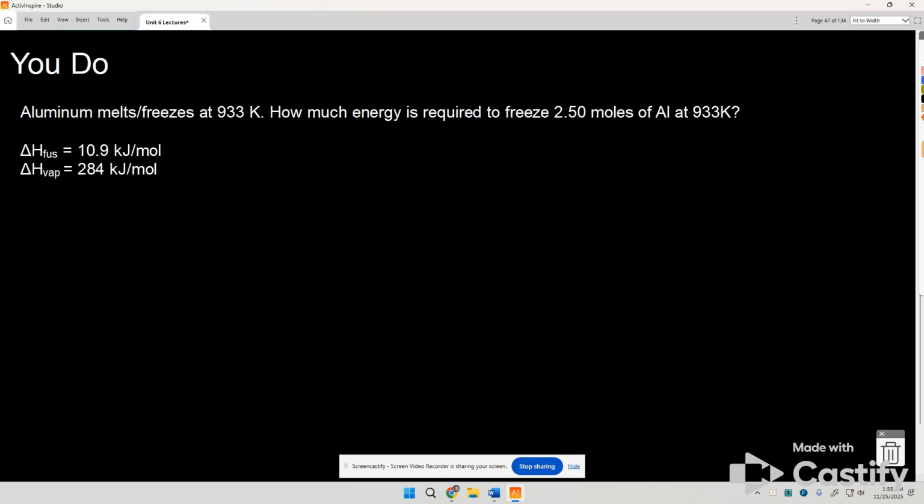The other problem that you're going to do is taking aluminum, which melts or freezes at 933 Kelvin. How much energy is required for you to freeze 2.5 moles of aluminum, given your values for delta H of fusion and delta H of vaporization? You've got to pick the right one, and then you're going to solve for how much energy is required to freeze 2.5 moles. So that is our unit.